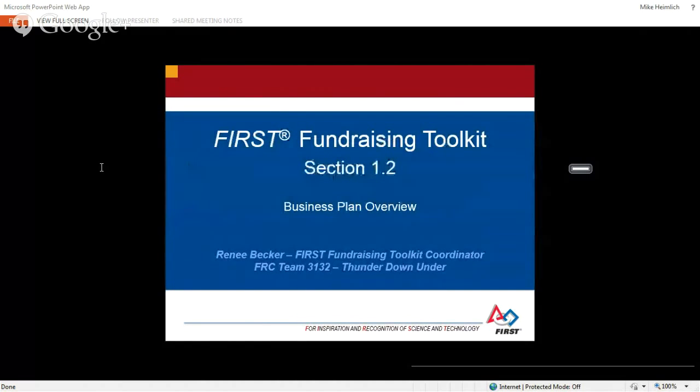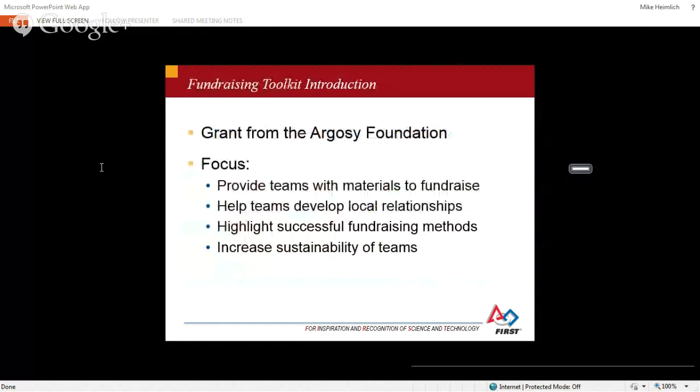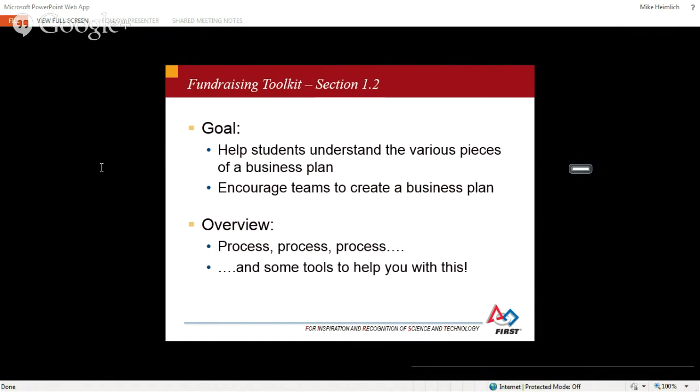The First Fundraising Toolkit was created using a grant from the Argosy Foundation. The grant provides teams with materials to fundraise, helps them develop local sponsor relationships, highlights successful fundraising methods, and also increases the sustainability of FIRST teams in their local areas. The goal of Section 1.2 is to help students understand the various pieces of a business plan and encourage teams to create a business plan and utilize it appropriately to help better their team and make them more sustainable.